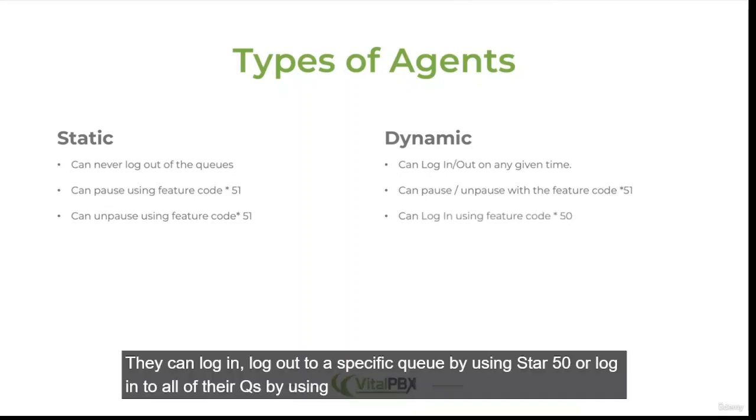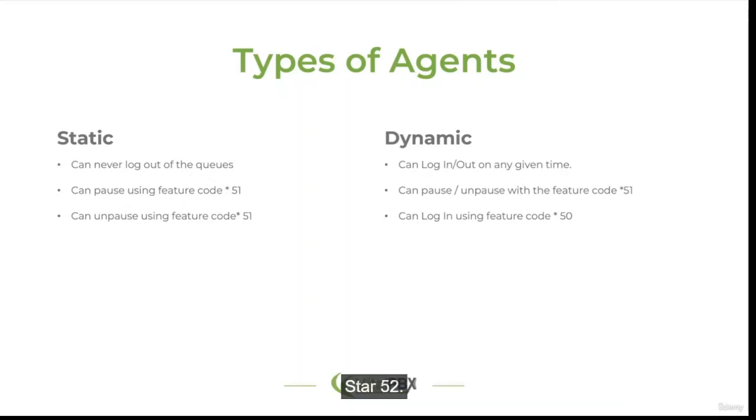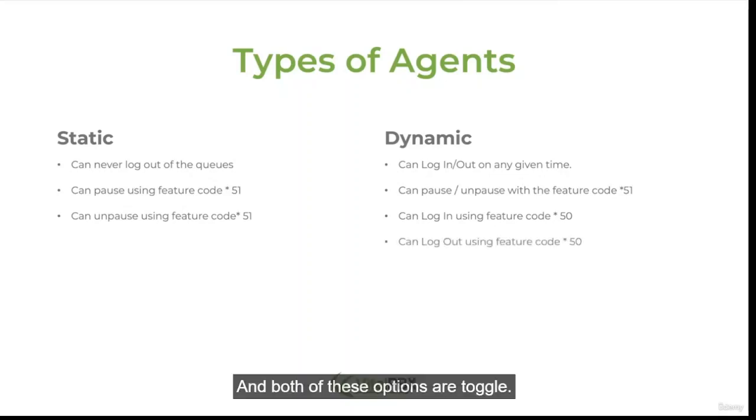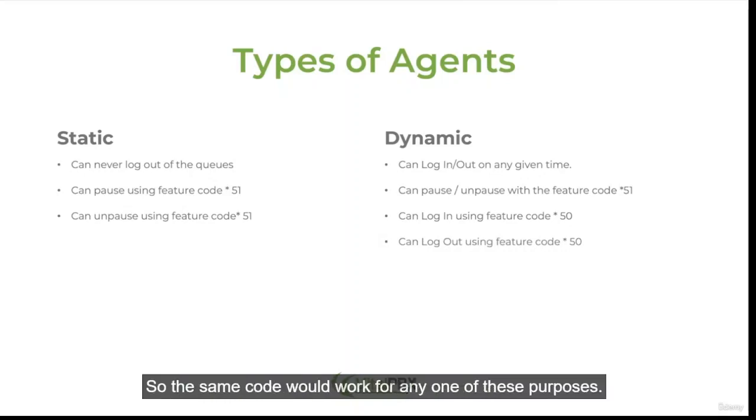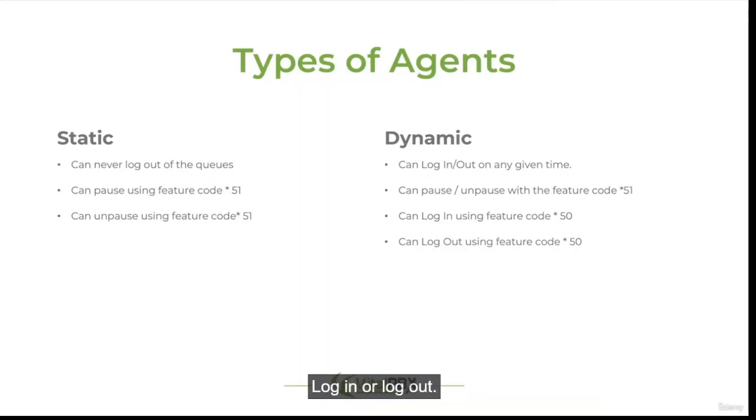They can log in, log out to a specific queue by using star 50, or log in to all of their queues by using star 52. And both of these options are toggle, so the same code would work for any one of these purposes, log in or log out.